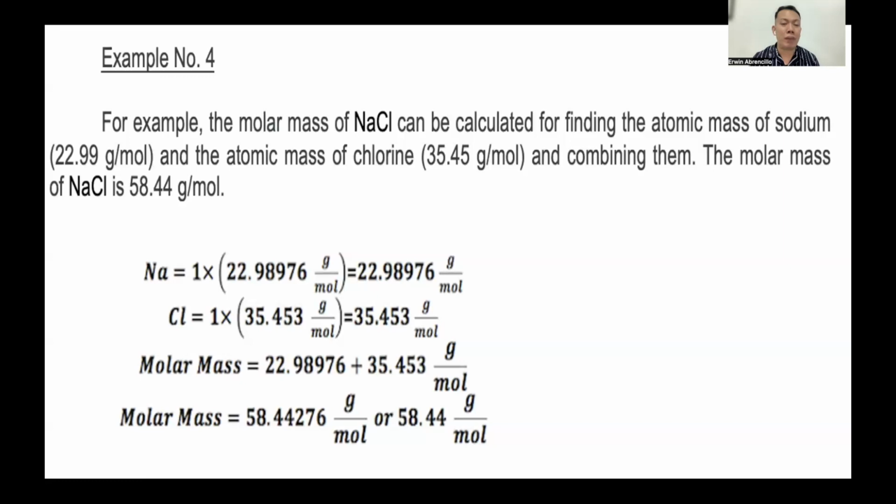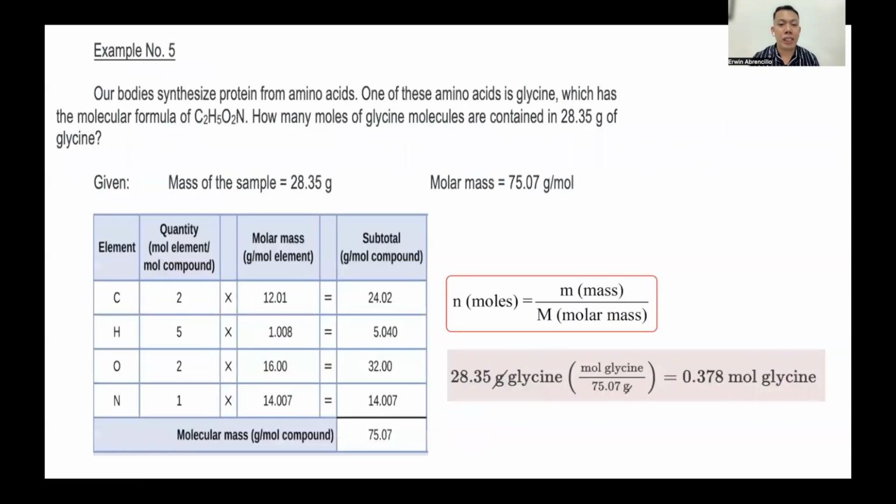So that's the molar mass of a compound. The molar mass, again, of a compound is the combination of the molar mass of each member atom or each member element. So let us move on to the next example.